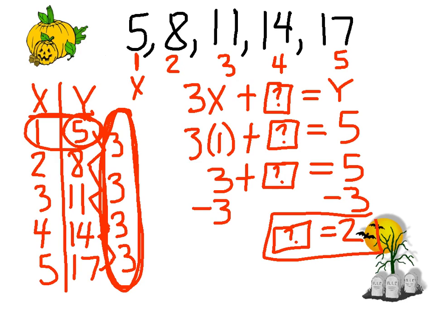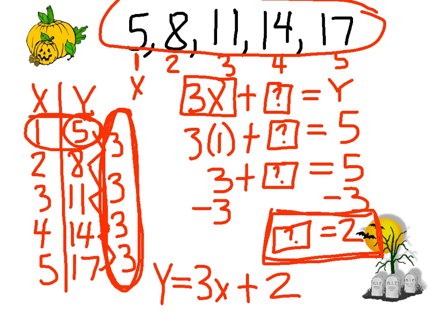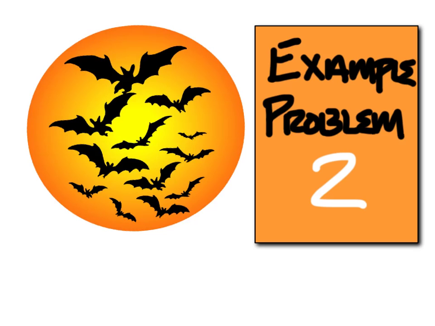Alright, now we have the two numbers that we need to make our function, so now we need to put it back together. So we have y is equal to our 3x plus whatever our number is, and we found it to be 2. So plus 2. So this is the function that gives us these numbers up here. If we put our x values into this function, we should get our y values. So we put 1 in for x, 3 times 1 is 3, plus 2 is 5, and 5 is the corresponding y value. So it works. Okay? Any questions so far?